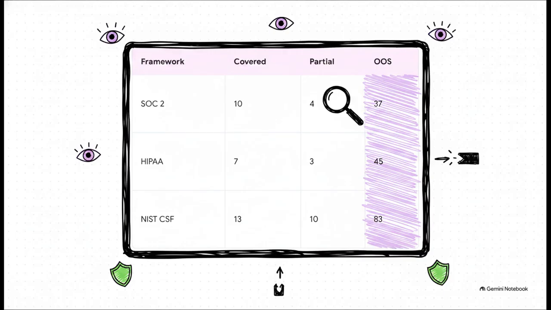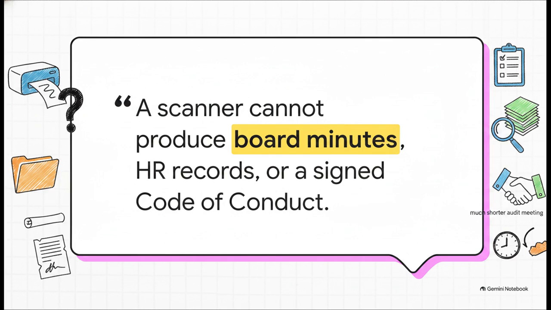Let's move on and see how this builds directly on that concept of radical honesty in reporting we talked about earlier. As you'll see, every pack has a covered column and a partial column, but pay special attention to the third category, out of scope. That out of scope designation isn't a flaw, it's a core feature of this product. As the premise goes, and it hits the nail right on the head, a scanner cannot produce board minutes, HR records, or a signed code of conduct. A tool that quietly just omits those non-technical controls is handing you an evidence pack with massive, silent holes in it. Instead, this tool lists every single out-of-scope control with a clear reason and a named operator-side pairing. It tells the assessor exactly where the rest of your evidence is coming from. Let me tell you, that makes for a much shorter audit meeting.